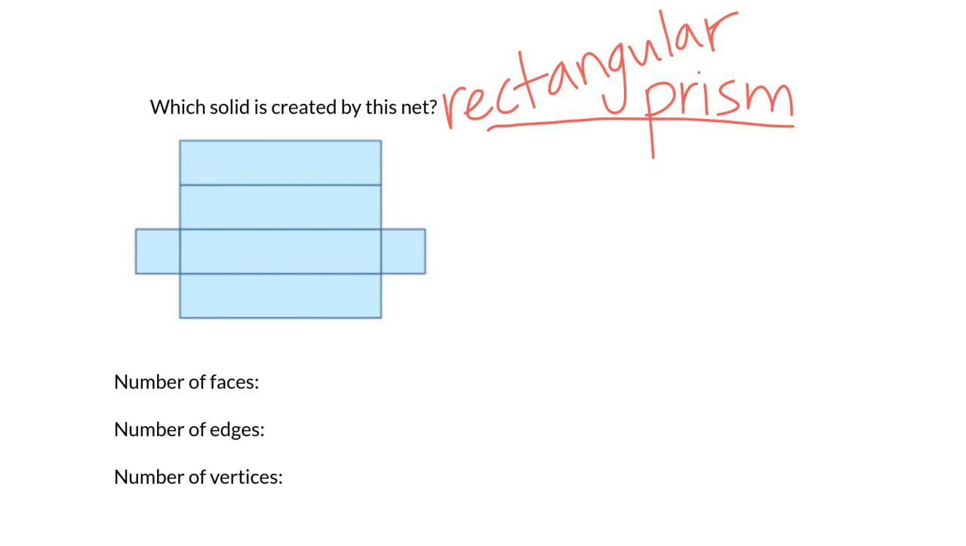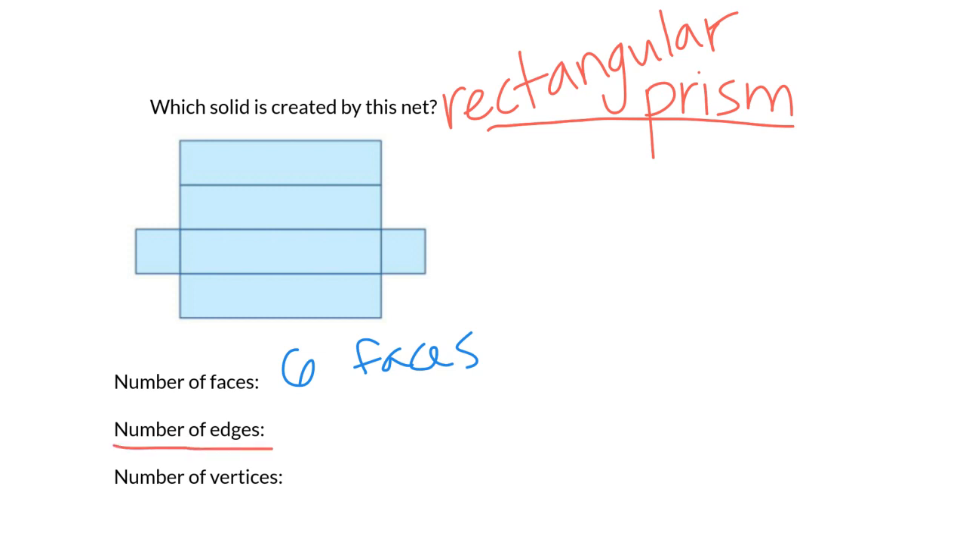Okay. Next, I think it's going to be pretty quick for us to count the number of faces. We have our top and our bottom, or a base and our top. 2, 3, 4, 5, 6. 6 faces. Okay. I'm going to be erasing this so we try and stay a little bit organized here.